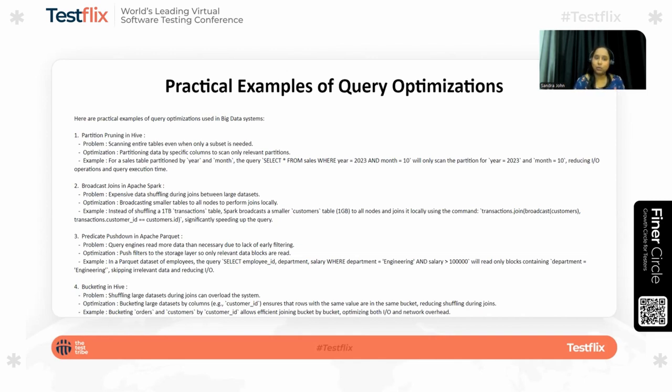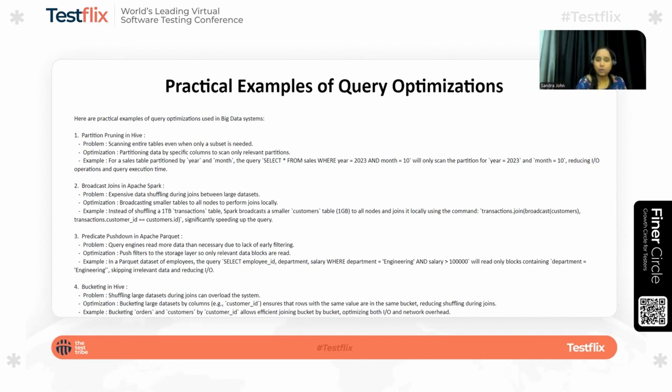Query engines read more data than necessary due to lack of early filtering. So again, one of the examples over here is related to, say, select star, right? If you just need a very small subset of data, you're still using select star everywhere rather than actually focusing your query on that particular data. This leads to reading extra data and increasing your input output.